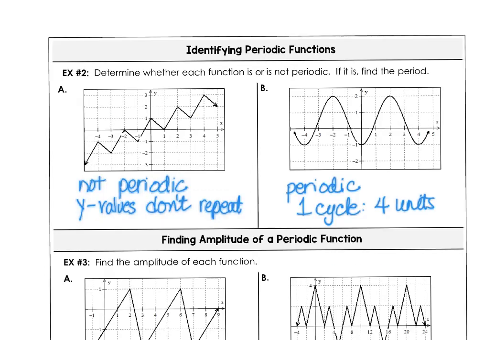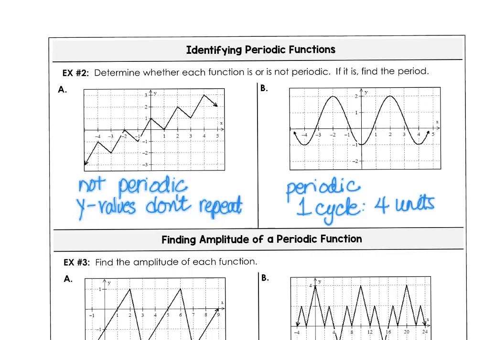For example 2, we need to determine whether each function is or is not periodic. And if it is periodic, we want to find the period. So in this first example, the graph does climb with the pattern, but it's not periodic because the y values don't repeat themselves. It just increases with each step up. But in example B, it is a periodic function. One cycle would complete itself in 4 units, and that cycle would be a minimum, an intercept, a maximum, an intercept, and a minimum.